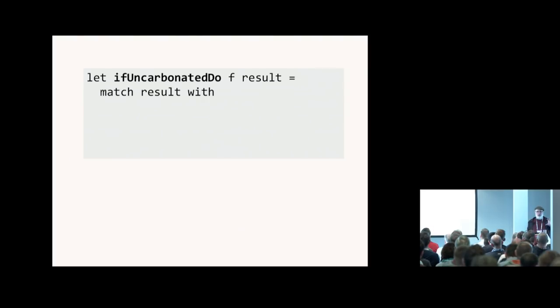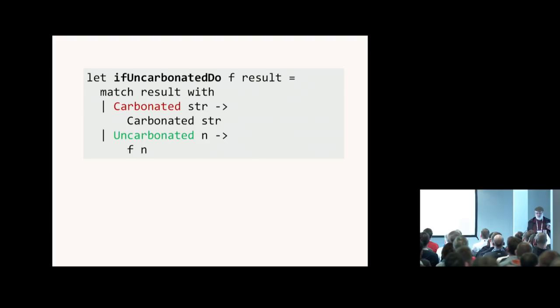So let's write some code. We're going to call it if uncarbonated do. That's the name of our function, and it's basically encapsulating that pattern. So if it's a carbonated string, we're going to leave it alone. We're going to keep passing it back to the end of the line. If it's an uncarbonated number, we're going to call a function, which is the next function in the chain. So this is a function parameter. We always like to parameterize things. And in functional programming, we use function parameters to parameterize things.